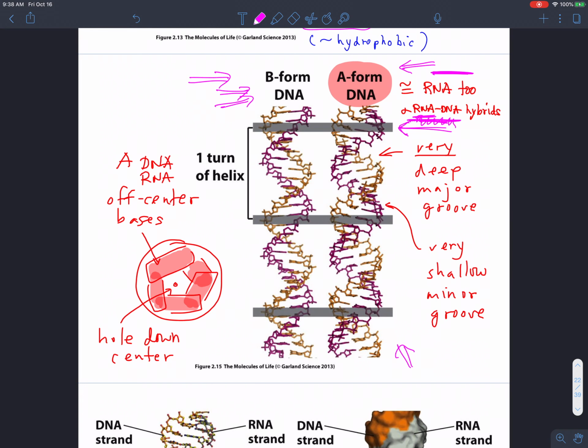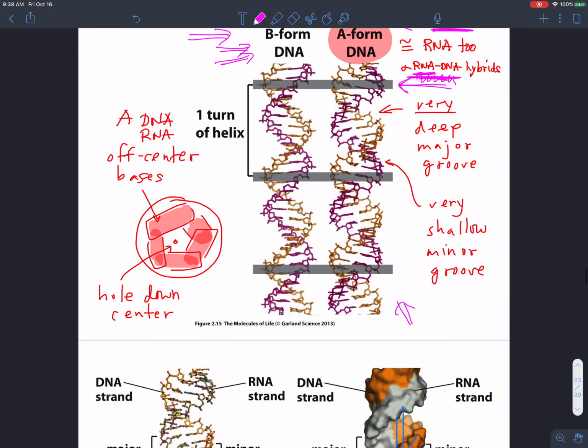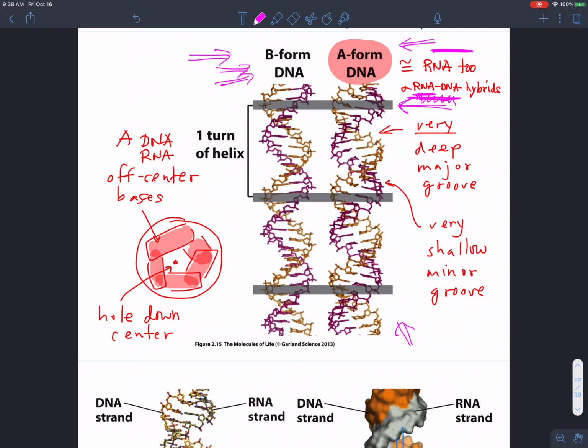All right, what is different about the RNA, about the A form? Well, it's basically this.